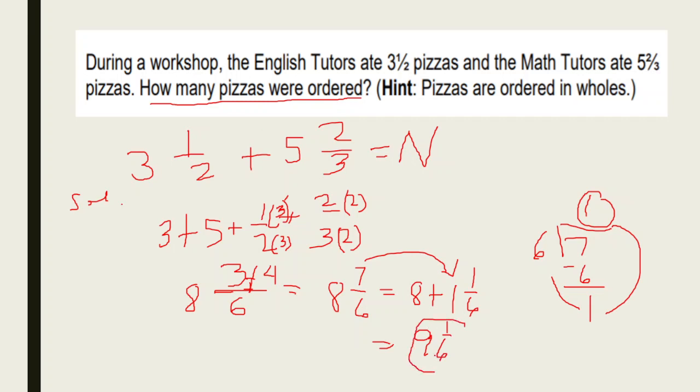Hindi po yan ang final answer. Look at the question. How many pizzas were ordered? Hint, pizzas are ordered in whole. So, 9 and 1/6. Meaning, hindi ka makaka-order ng 1/6. Since may excess siya, magiging 10 pizza po yan. 10 pizzas. Okay? So, you ordered 10 pizzas kasi 9 and 1/6. May sobra pa. Ilan ang sobra sa pizza? So, kung yung isang pizza hinati mo sa 6, may sobra pang 5/6. Okay? So, how many pizzas were ordered? The answer is 10 whole pizza.